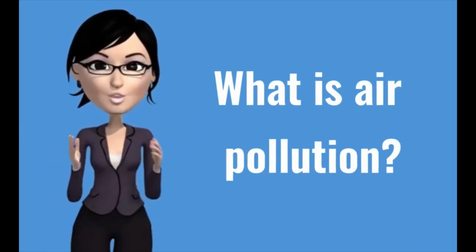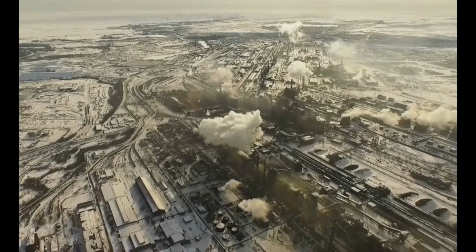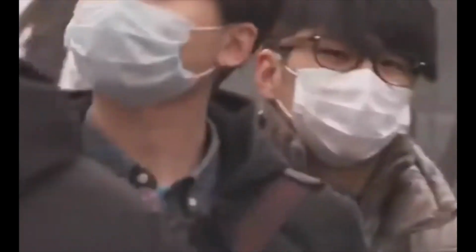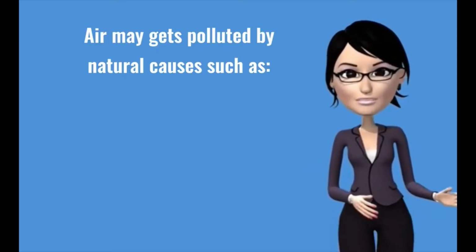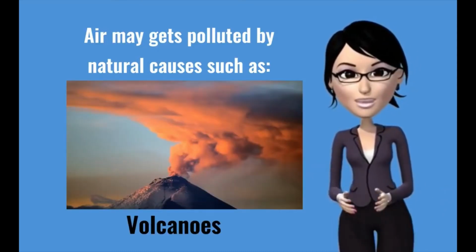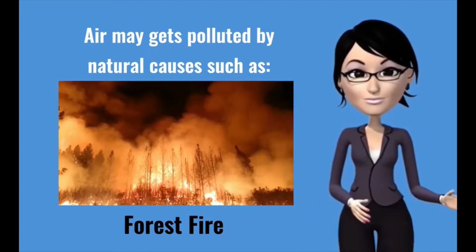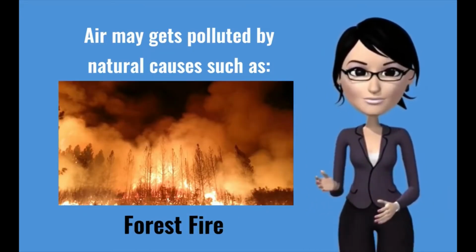So what is air pollution? Air pollution occurs due to the presence of undesirable solid or gaseous particles in the air in quantities that are harmful to human health and the environment. Air may get polluted by natural causes such as volcanoes, which release ash, dust, sulfur, and other gases, or by forest fires that are occasionally naturally caused by lightning.